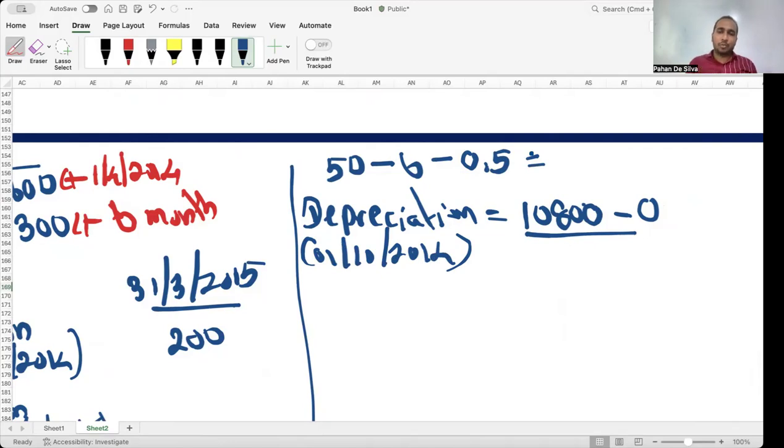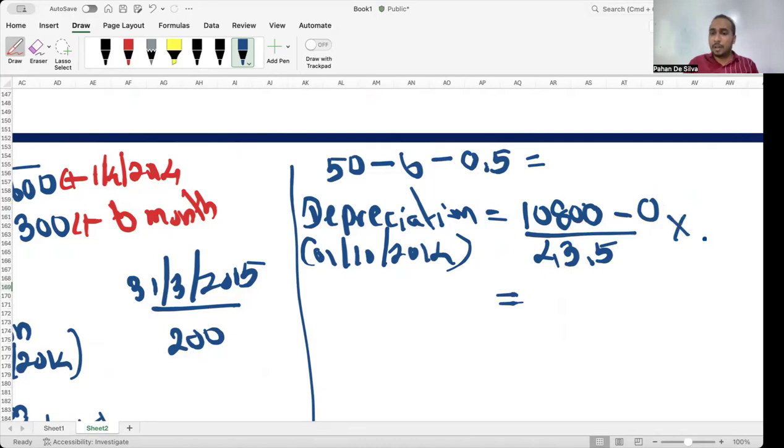Therefore, we have to get the remaining useful life. We discussed this concept. From the original useful life of 50 years, we have to deduct the already used life. So from 50 we deduct 6.5, and the remaining useful life is 43.5. So 10,800 divided by 43.5 will give us the annual depreciation.